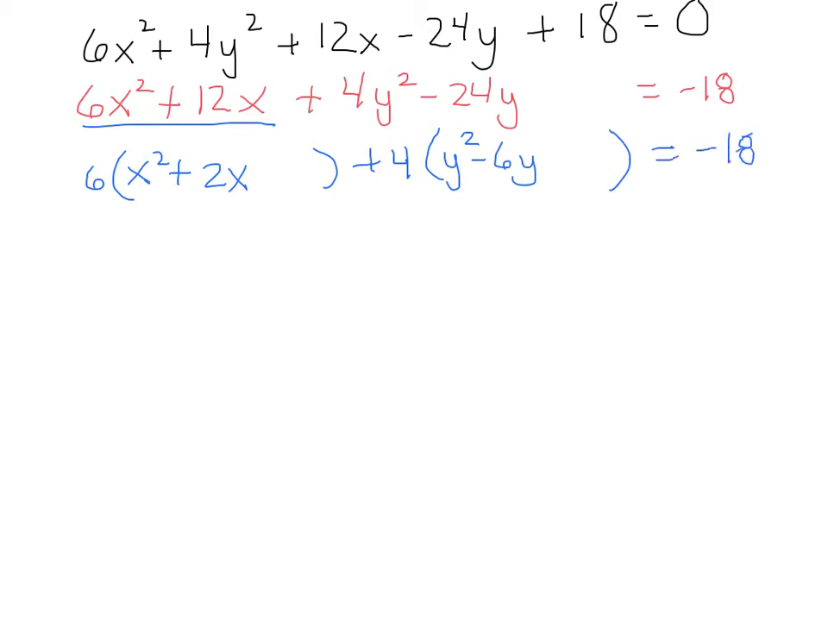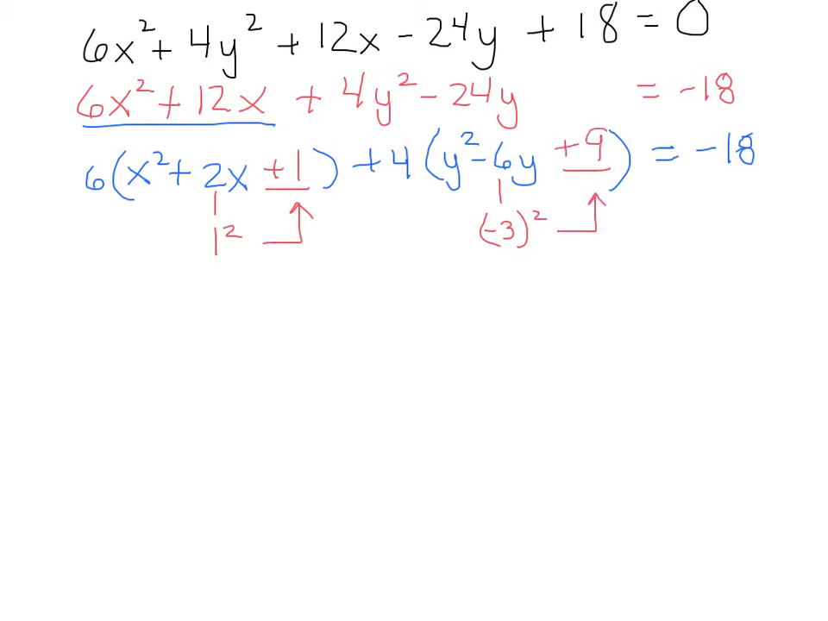The next step is I'm going to complete the square by filling in this blank. I get that blank by taking half of this number, which is 1, and then I square it. So 1 squared is 1. That's what I put right in there. Now similarly, I'm going to take half of this number, which is -3. I'm going to square it, and I'm going to get a 9.